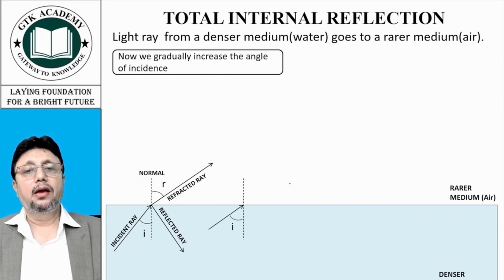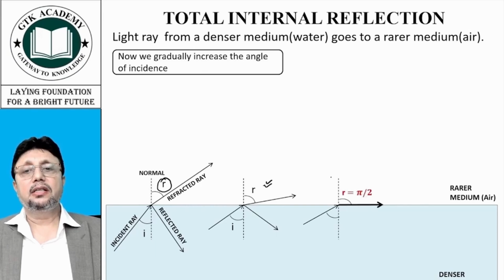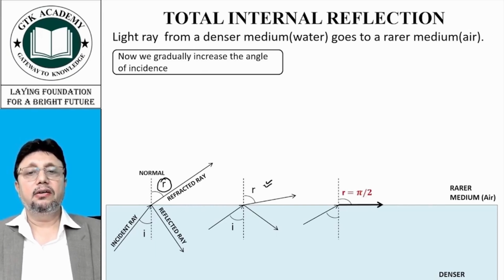What will happen? If you increase the angle of incidence, the angle of refraction will also increase. This will be the angle of refraction. You can see here the angle is greater than the angle here. Again, we increase it a bit more. And we keep on increasing till the angle of refraction reaches 90 degree. That means this becomes 90 degree, right?